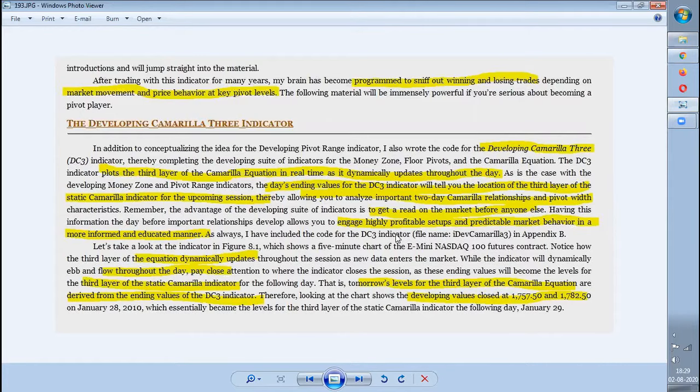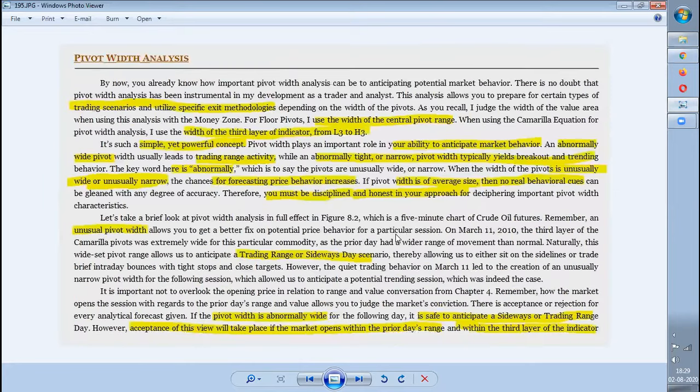Now moving on to the pivot width analysis. People would have already seen the CPR width analysis. In the concept of CPR, there was also a pivot width analysis, and the same concept is used over here. In the CPR pivot width analysis, we used to concentrate on the pivot CPR range alone, and based on whether the CPR range is narrow or wide, we would proceed ahead.